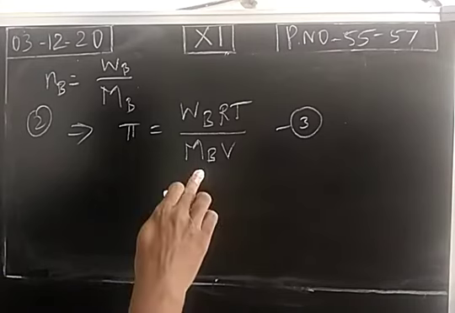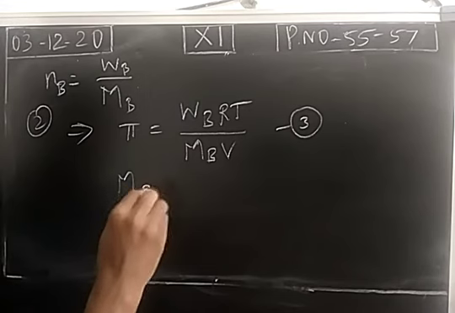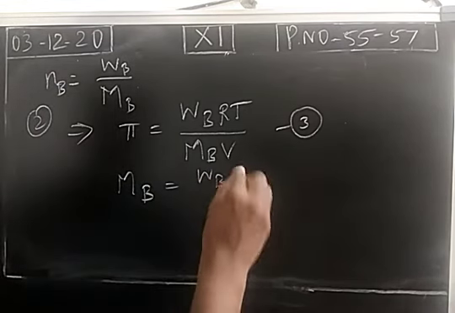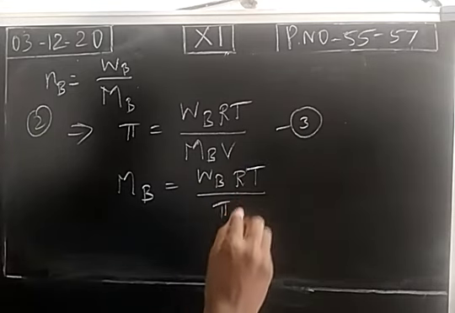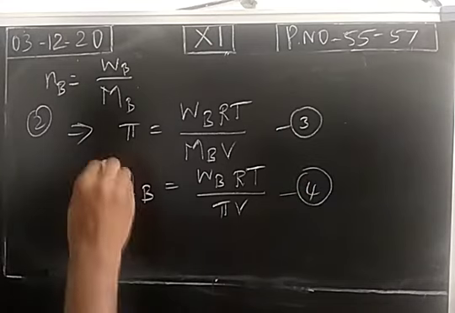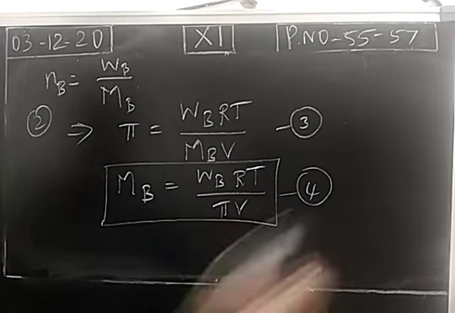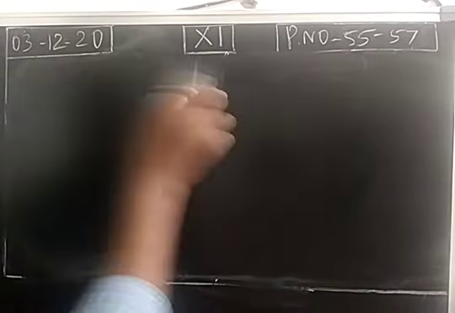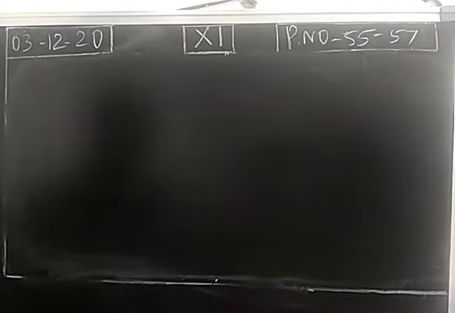And we need the formula to calculate the molar mass of solute. So the molar mass of solute MB is equal to weight of solute, gas constant, temperature divided by osmotic pressure and volume. This is the formula to calculate the molar mass of solute. So the four colligative properties are completed. With the help of colligative properties, we may find the molar mass of a solute.